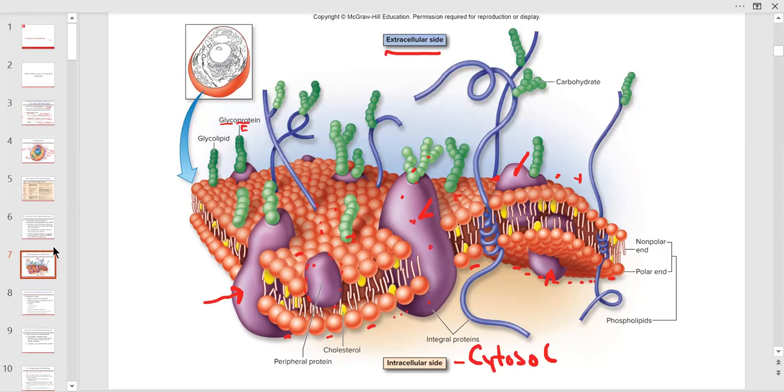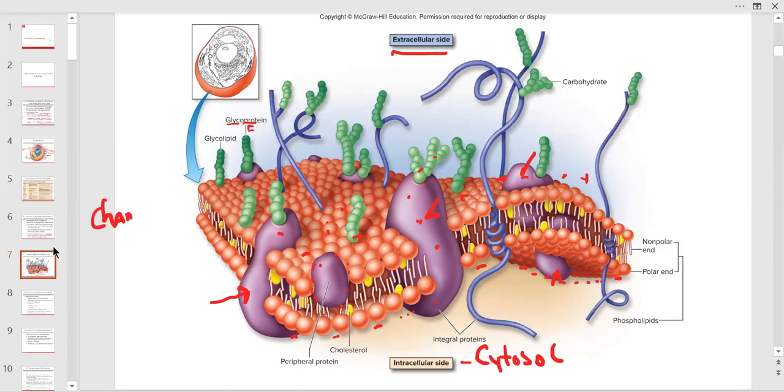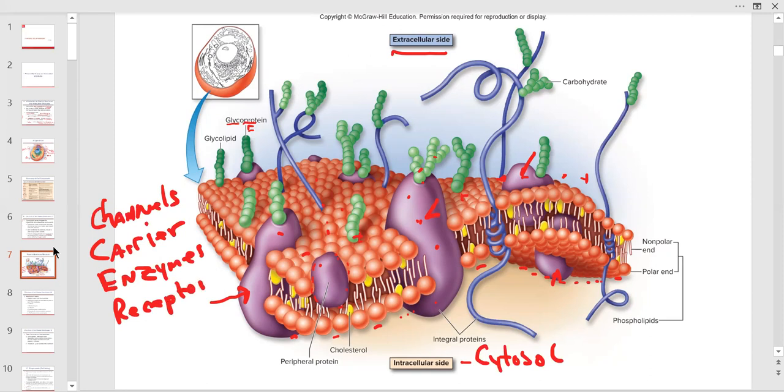This is really important. So some proteins could be channels. So you could have channel proteins. You could have carrier proteins. And some could be enzymes. And some could be receptors. Because something like oxygen, that's going to diffuse right in. That's easy. Simple diffusion. But if you get something like a neurotransmitter or insulin, a hormone, sometimes it has to bind to that receptor to allow glucose to get into the cell.